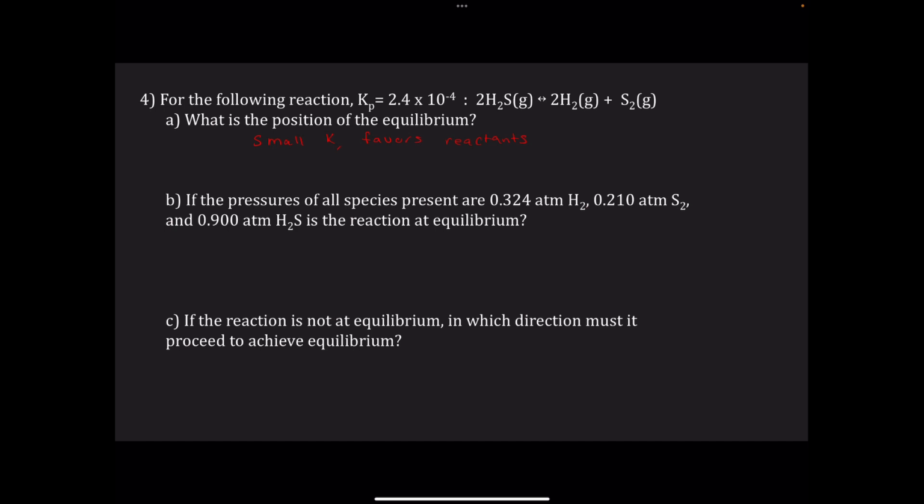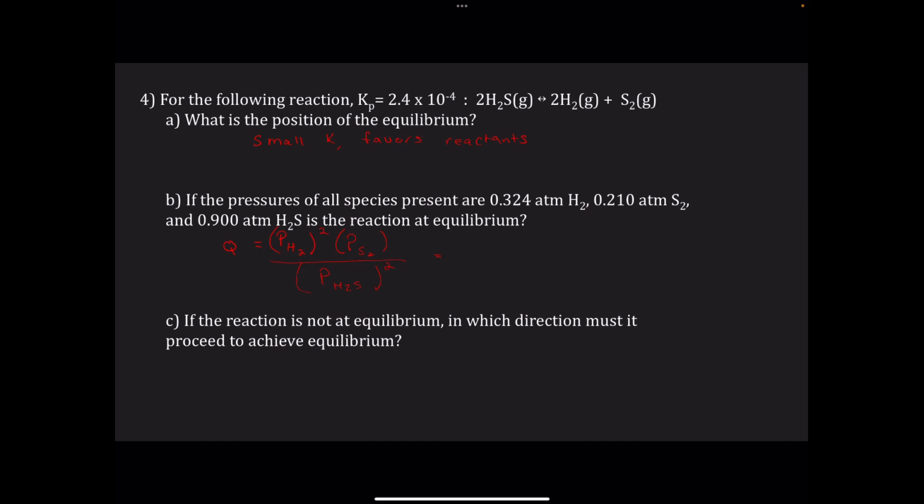We're going to set up our Q, and this time we're not asked for Q. We're given pressures and we're asked is the reaction at equilibrium. The way we tell that is by calculating Q. So Q is going to be, this time it's pressure, so it'll be the pressure of my products, each raised to their coefficients, divided by the pressure of my reactant, raised to its coefficient. So we plug in these pressures.